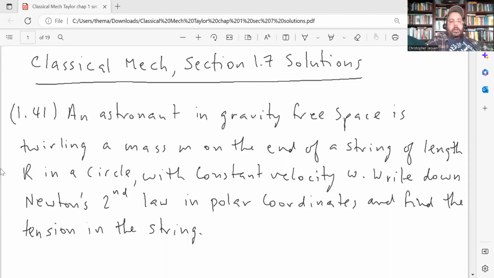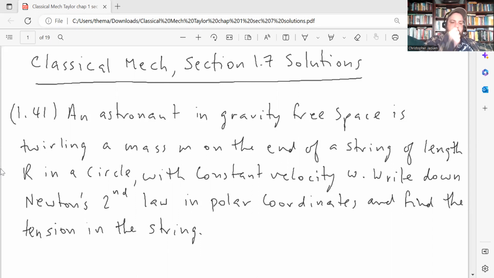So section 1.7, question 1.41 is the first one in that section. If you recall, it's been a week or so since I posted these chapter notes. This section was about Newton's second law in polar coordinates.